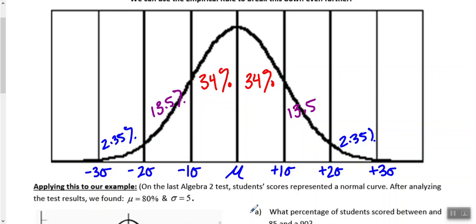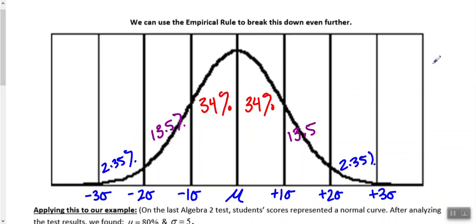So this covers 99.7% of our data, but we still have these outsides that are left. So what we have to do is take 100% of our data, subtract the 99.7 that we just broke down. That leaves us with 0.3. Then to find these outsides, we're going to take 0.3 and divide it by 2, which leaves us with 0.15.